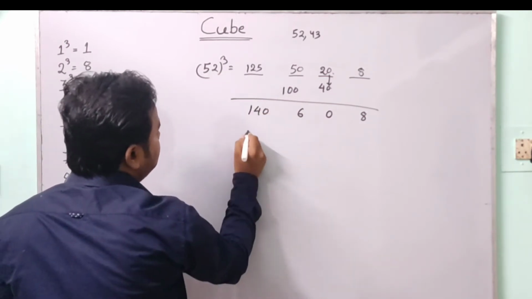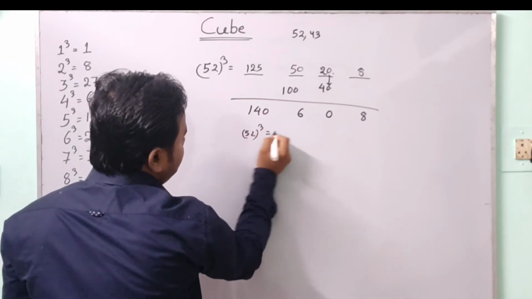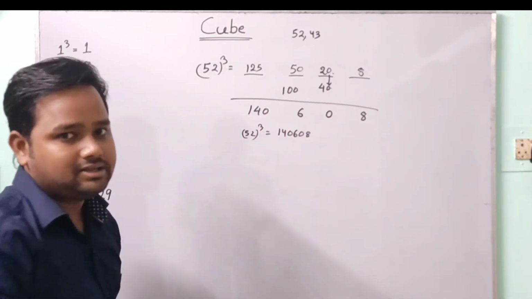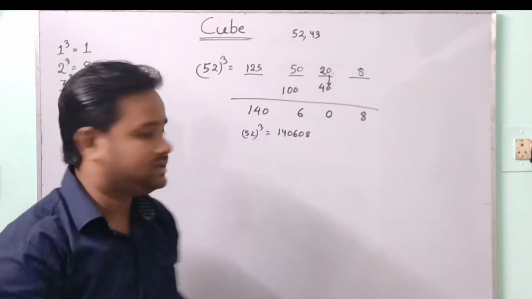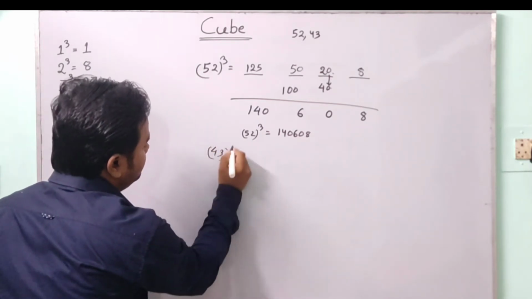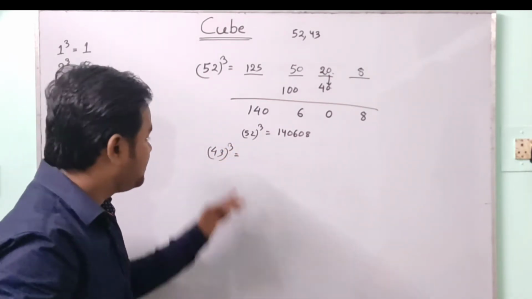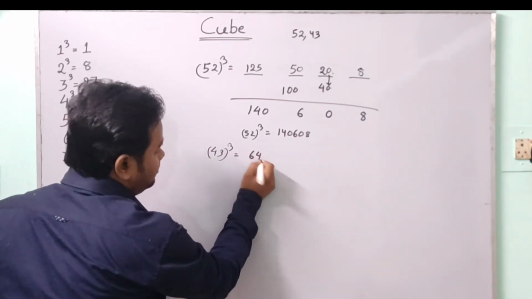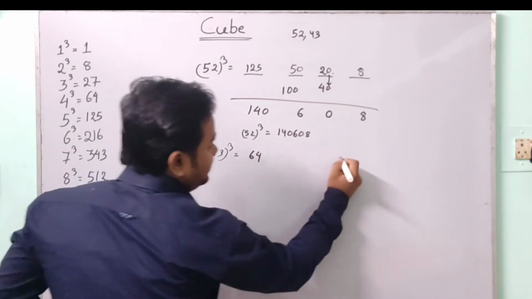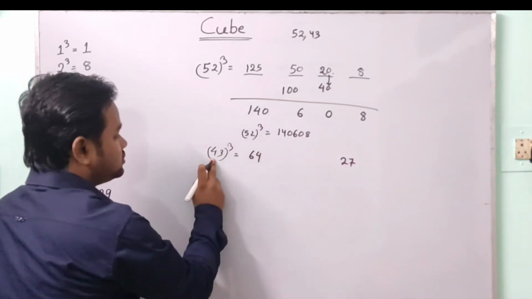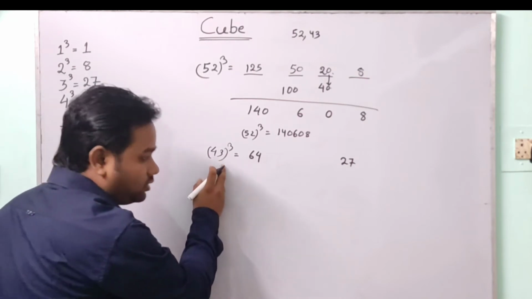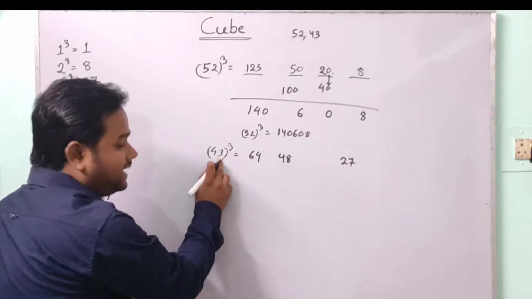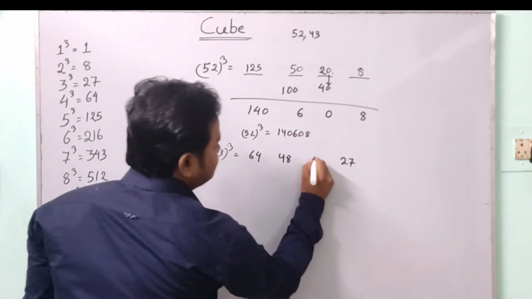So the cube of 52 is equal to 140608. Similarly, another question, the cube of 43. Similarly, the cube of the first number, 4 cubed, is equal to 64. The cube of 3 is equal to 27. Here the square of 4 into 3, 16 into 3, 48. This place, the square of 3 into 4, 9 into 4, 36.